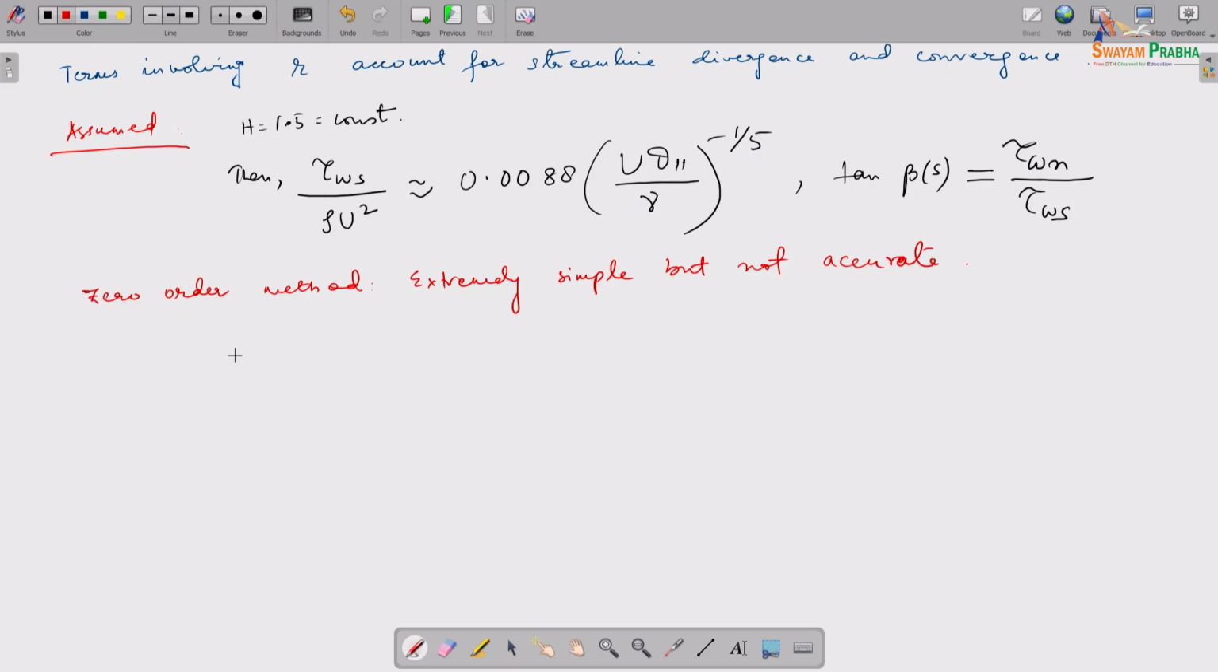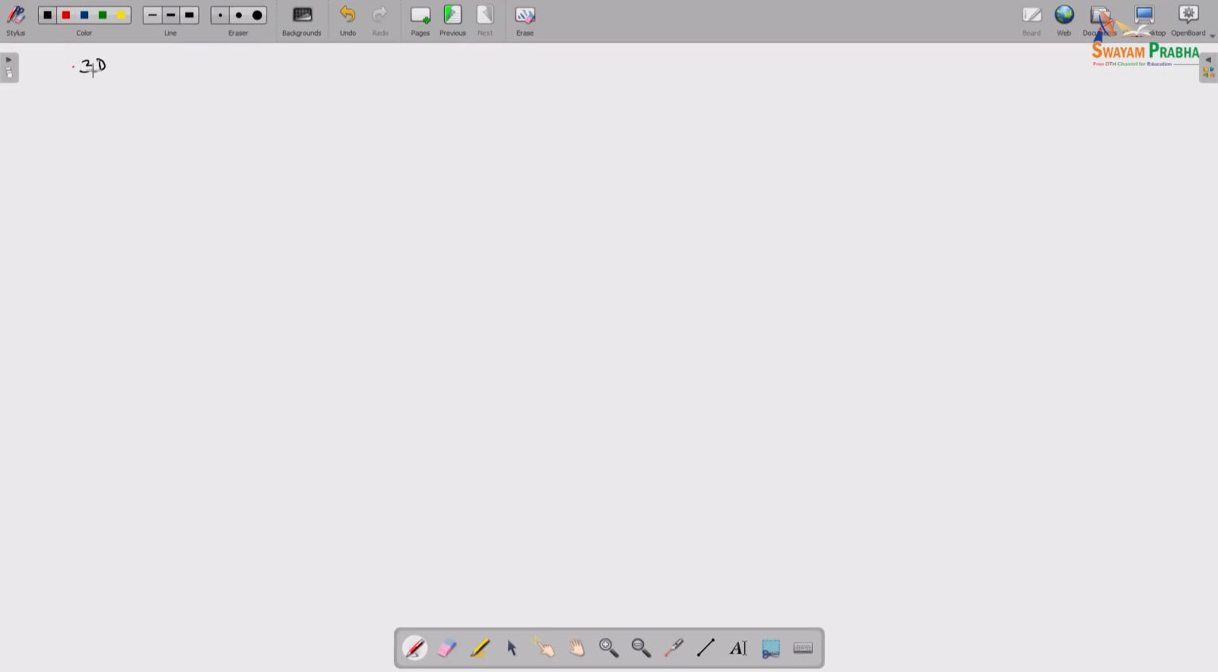All right. Now, since we are talking about turbulent boundary layers, let us look at the law of the wall. I think we have mentioned earlier that even just formulating the law of the wall is very difficult. So, let us see what that means and what exactly we can do or not do with it. So, 3D law of the wall.